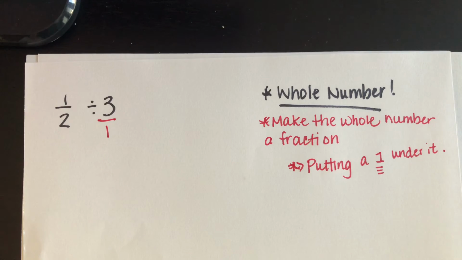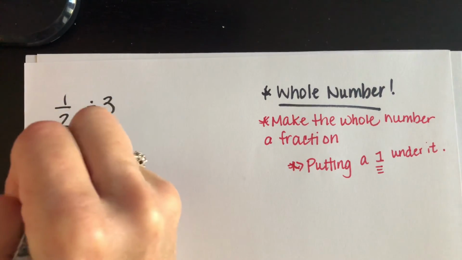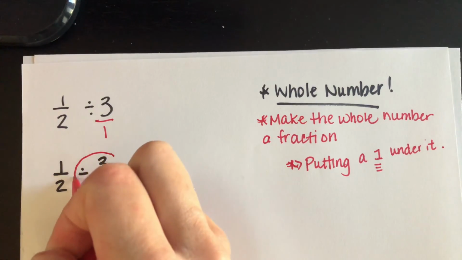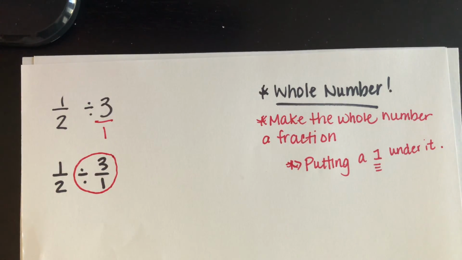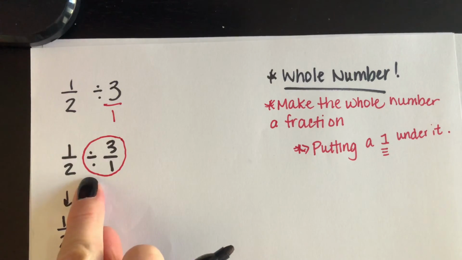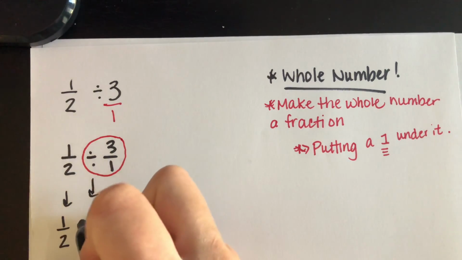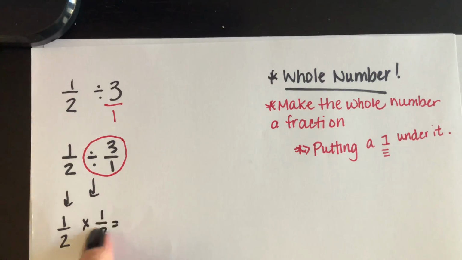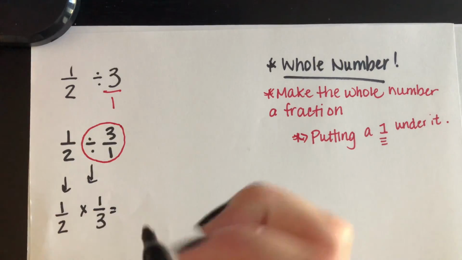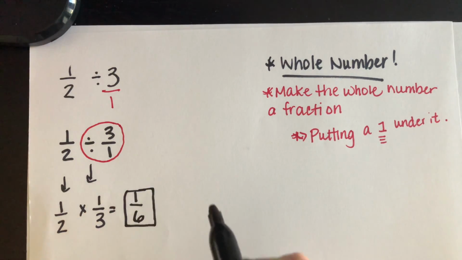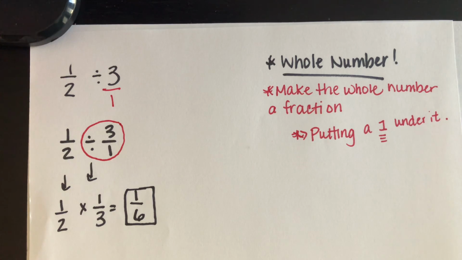All right, so now I really have 1/2 divided by 3/1. Now I just go back to my simple steps. I'm going to multiply the reciprocal. So I'm going to draw a circle around divided by 3/1. And I'm going to leave 1/2 alone because we don't do anything with that, but we're going to multiply the reciprocal. So division becomes multiplication, and the reciprocal of 3/1 becomes 1/3. I look, there's nothing I can cross cancel, so I just multiply: 1 times 1 is 1, and 2 times 3 is 6. That's how you divide fractions.